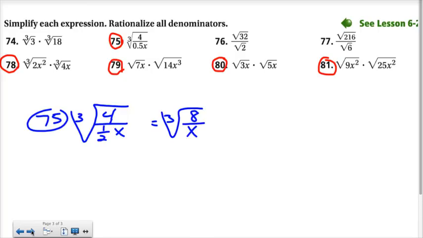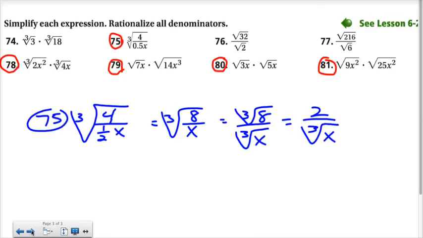So 4 divided by 1/2 is really 4 times 2 over 1, which gives you 8. So now if we split this up, this actually doesn't look too bad. We get 2 over the cubed root of x. But of course, we know we're not done because we have a radical in the denominator, but boy did we make that a lot simpler just by noticing 4 divided by 1/2 is 8.